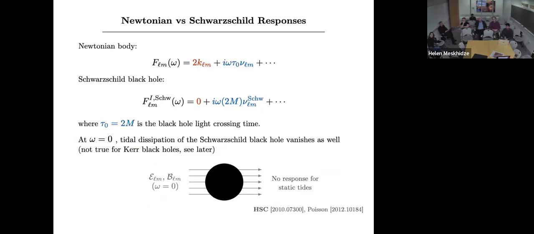This is a slide where I just want to juxtapose and clearly compare the response of the Newtonian body and the Schwarzschild black hole, where you can see that the Love numbers of black holes are zero. Now, if you look at tau naught and compare it to what we have here, it kind of makes sense, because for a Schwarzschild black hole the only relevant time scale is M, the light crossing time of the black hole. And indeed, the typical decay time scale for a Schwarzschild black hole is 2M as well.